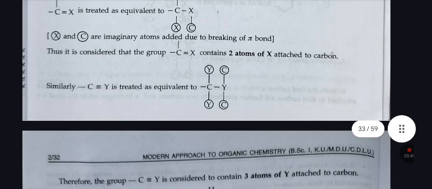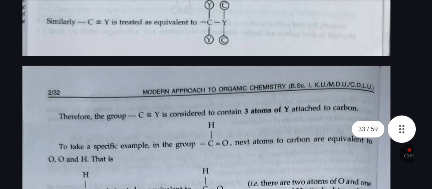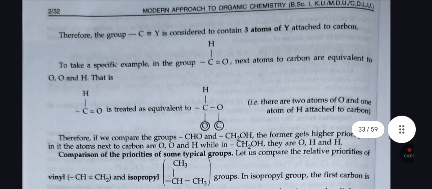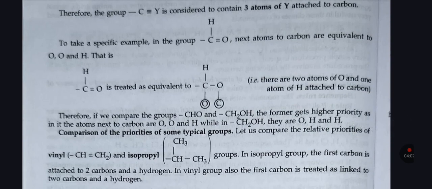Since C triple bond Y is treated as equivalent to C having two Y attached in circles, and also one Y on which two C are attached, which are in circles, the group C triple bond Y is considered to contain three atoms of Y attached to carbon.